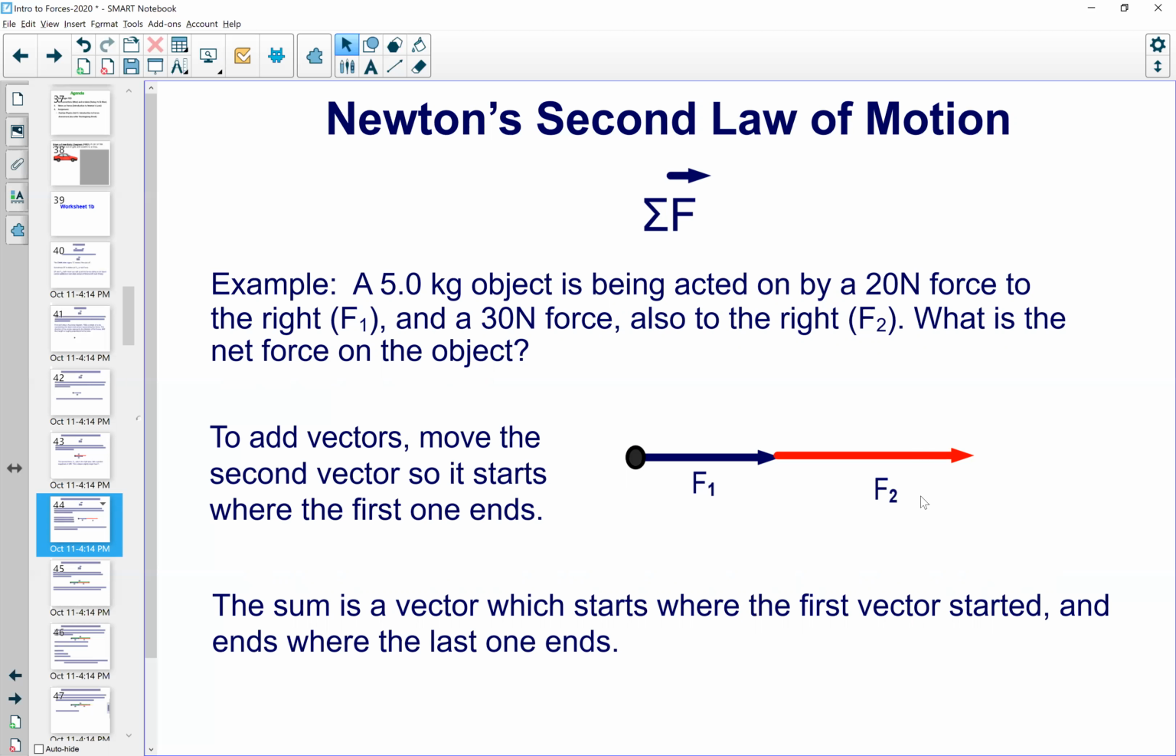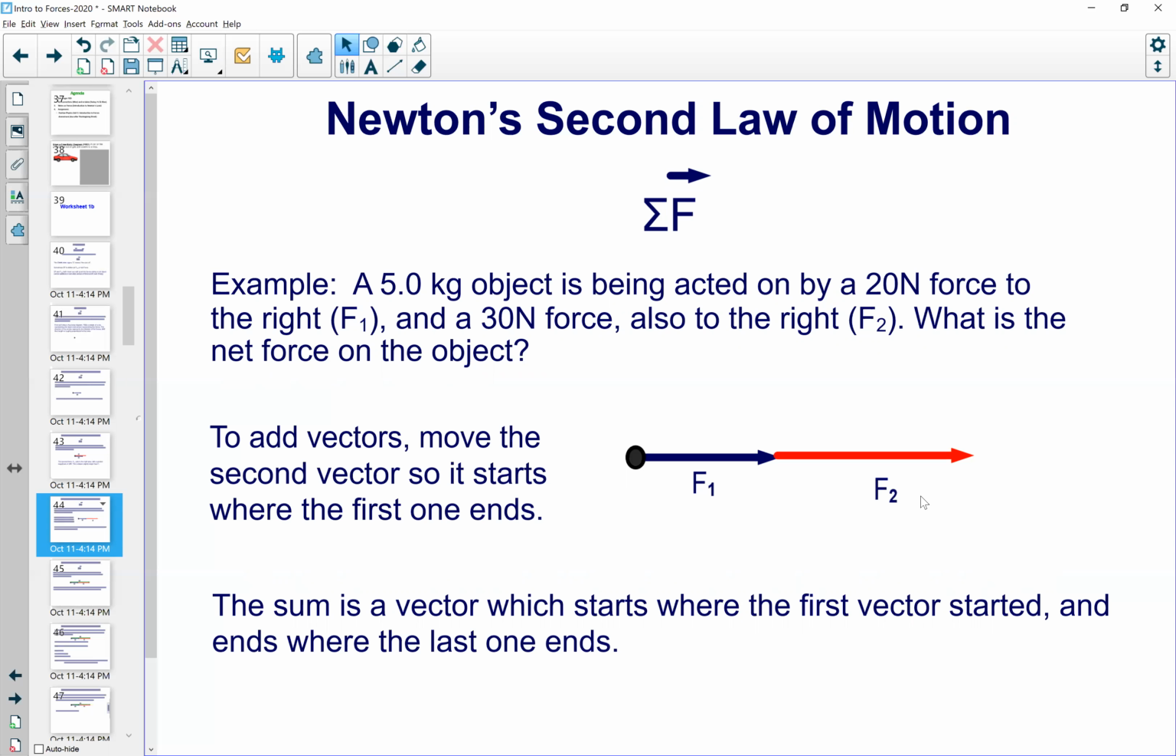Or if one of them was at an angle, we would have to find the components and only add the components that are in the same plane. So just like we did with projectile motion, where we separated the horizontal and the vertical, we're going to have to do the same thing with forces. If they're horizontal, we can add them all up as vectors. If they're vertical, we can add those all up as vectors. And then we can combine them together to make a triangle to figure out the resultant.